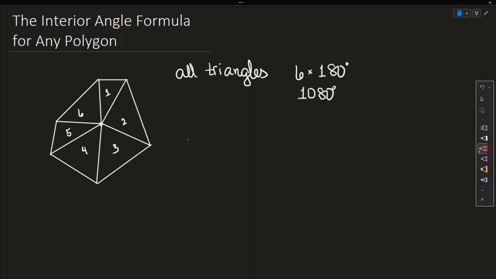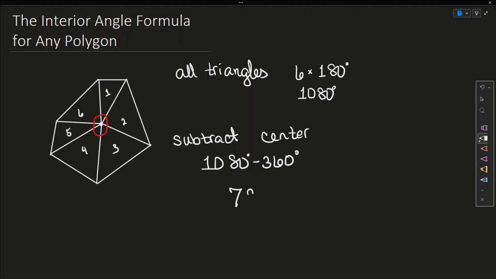But we do have something interesting happening. At this center point, our triangles form a full circle. Those angles belong to the center point, not to the hexagon's vertices. So we have to subtract them. So I'll subtract out the center. So 1080 degrees minus the full circle, which is 360 degrees, gives us 720 degrees. And that matches exactly what we found in the previous video for a hexagon.